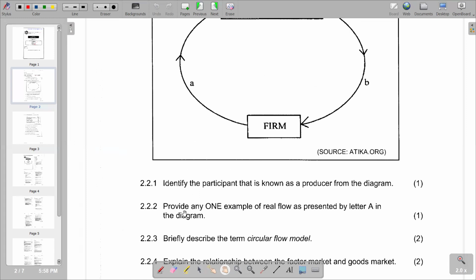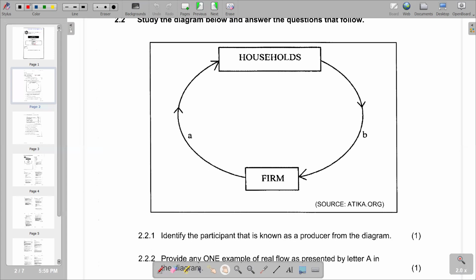And 2.2.2, provide one example of a real flow presented by letter A in the diagram. So we've got letter A, and we are seeing that the letter A that we have is here. And they are asking what can A represent. It is moving from the firms to the households. Obviously, the firms produce the goods and they move to the households. In other words, the households are buying those goods and they move there as goods. So obviously, the types of flows that we have in the circular flow, we have got the real flows and then the money flows.